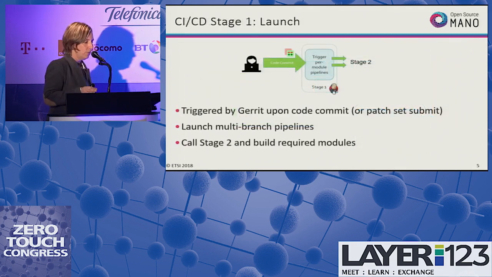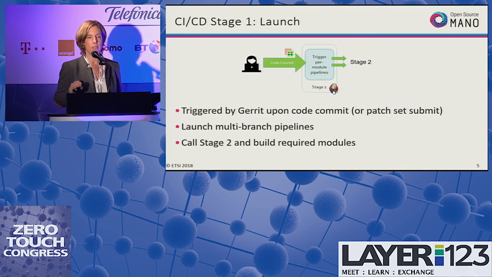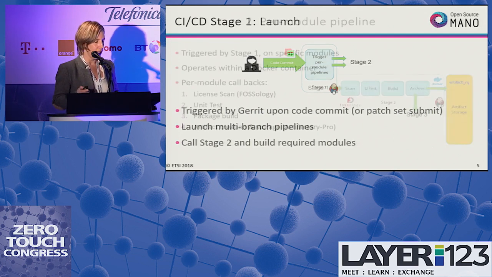So the first stage, as I was saying, is triggered by Gerrit whenever a code commit arrives. The idea is to launch the multi-module pipelines, and to call stage 2, which will be in charge of building the required modules. We are not going to rebuild everything. We're going to build the modules that have been impacted by this code change. This is a very simple stage.